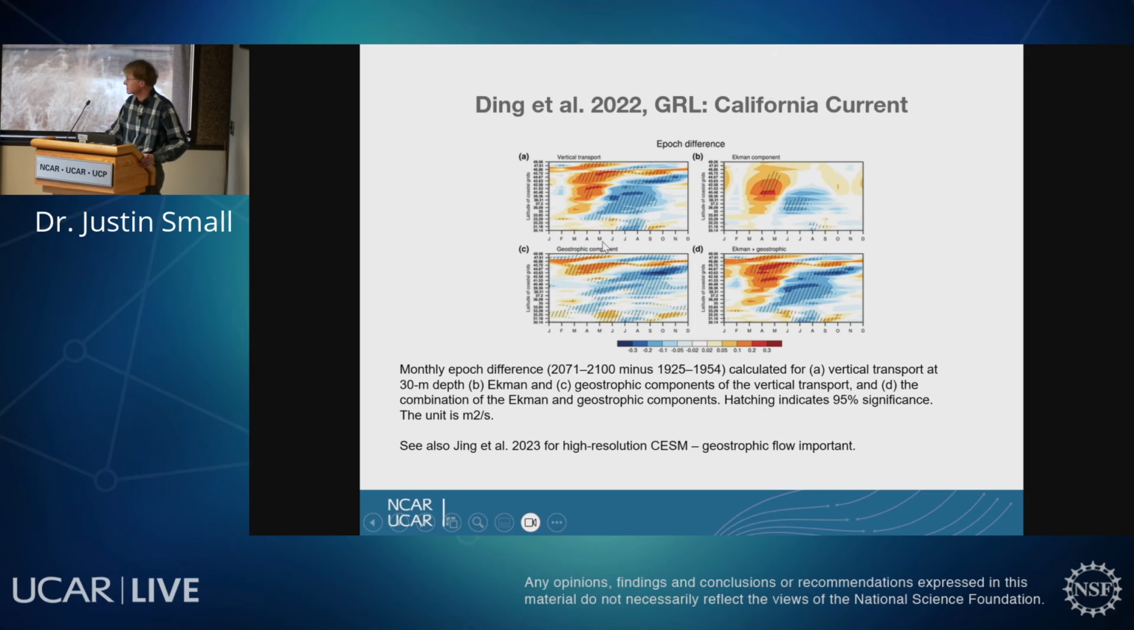And you see that it's a similar magnitude, so it has a major influence. And then when you combine them, you get something which is indeed like the total vertical transport. So this can be measured from the model directly, and then this is the two parts estimated. And there's a paper by Zhao Jing et al. that mentions this also happens in high-resolution CESM.